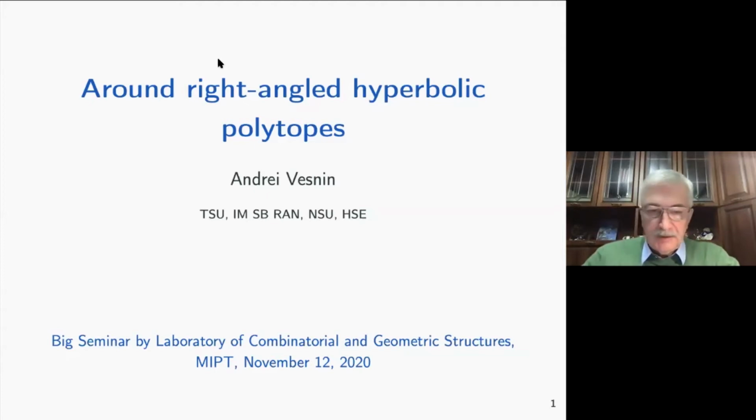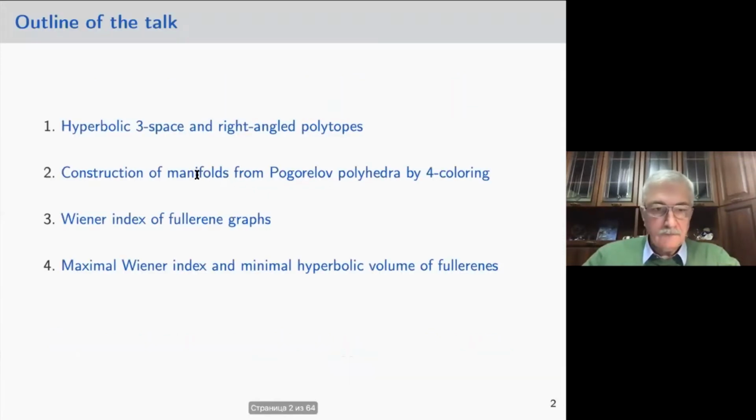So let me start with some outline. Firstly, I want to tell you something about hyperbolic three-dimensional space and a special class of polytopes, such that all dihedral angles are pi over 2. So I call these polytopes right-angled. All dihedral angles equal pi over 2, and all plane angles are also pi over 2.